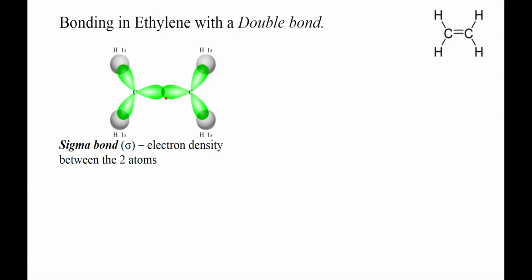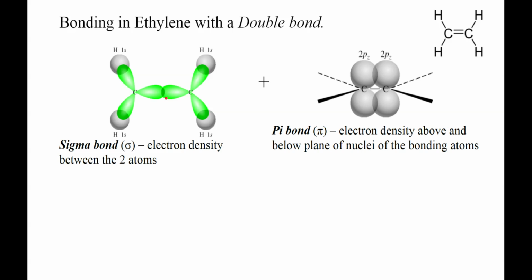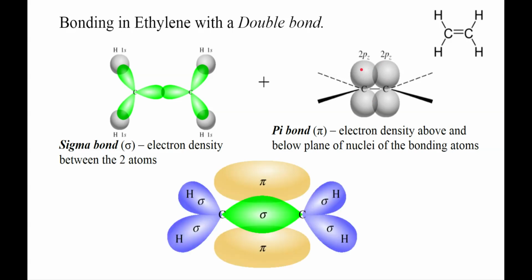But what makes the double bond unique is then the second pair of electrons, they make up what's called a pi bond. And pi bonds do not directly converge in the middle. Instead, it occurs in a plane. So here's the plane between the 2 atoms, above and below the plane where the nuclei are. So this one's a little bit different. So if you put them together, you get something that looks like this.